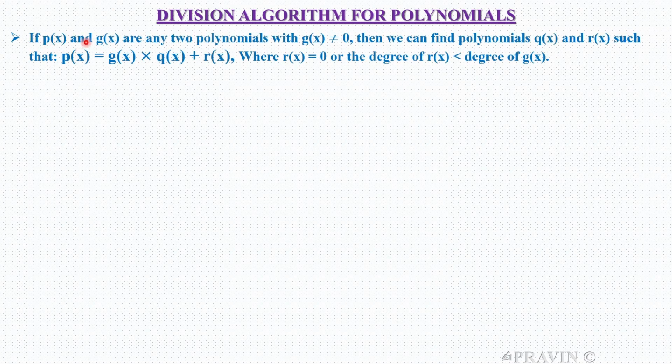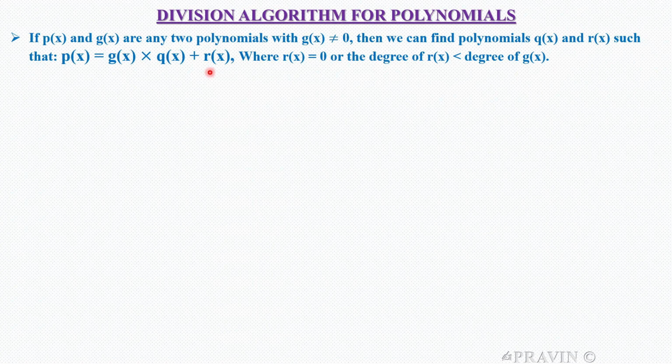Hello friends, in this video we will discuss the division algorithm for polynomials. Let us start with the definition. If p(x) and g(x) are any two polynomials with g(x) not equal to 0, then we can find polynomials q(x) and r(x) such that p(x) is equal to g(x) into q(x) plus r(x), where r(x) is equal to 0 or the degree of r(x) is less than the degree of g(x).